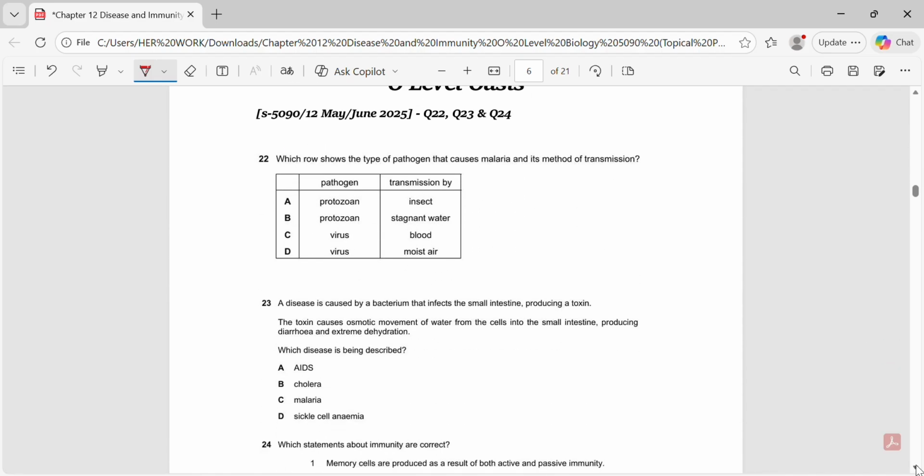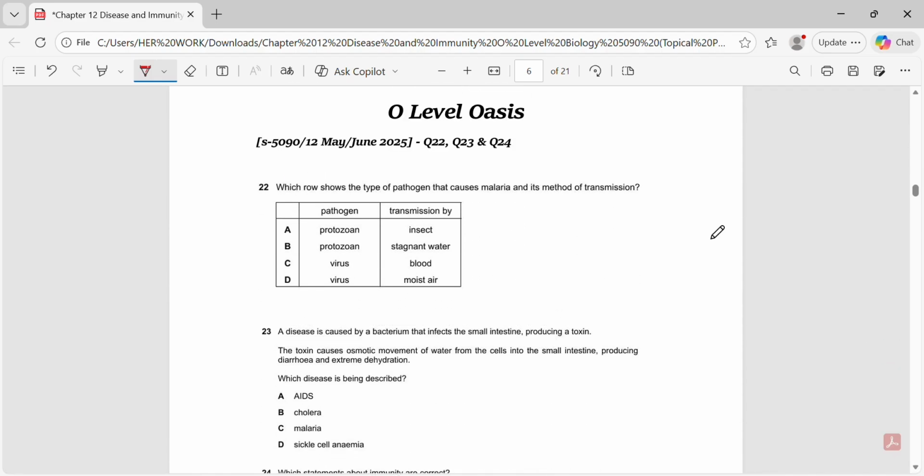Moving further, which row shows the type of pathogen that causes malaria and its method of transmission? The correct answer is A. As malaria is caused by a protozoan parasite called Plasmodium, which is neither a virus nor a bacterium. It is transmitted to humans by an insect, specifically the female Anopheles mosquito, which acts as a vector. Therefore, the row that correctly matches both the type of pathogen and the method of transmission is protozoan, insect.